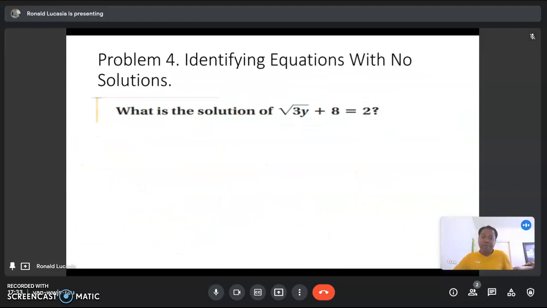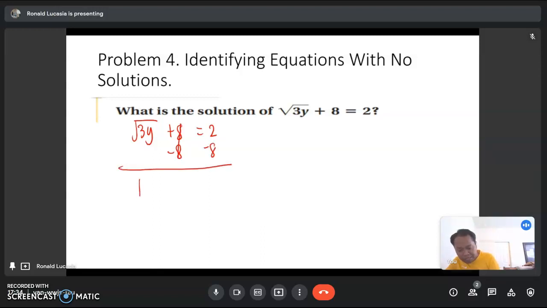Let's have number 4. What is the solution of the square root of 3y plus 8 is equal to 2? So the square root of 3y plus 8 is equal to 2. So I have to isolate first the radical sign of 3y. So this is the square root of 3y equals 2 minus 8, which is negative 6. Again, we have to eliminate the radical sign. And eliminating the radical sign means I have to square both sides.